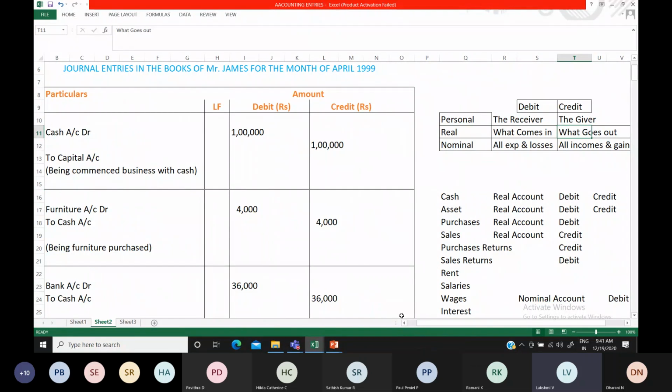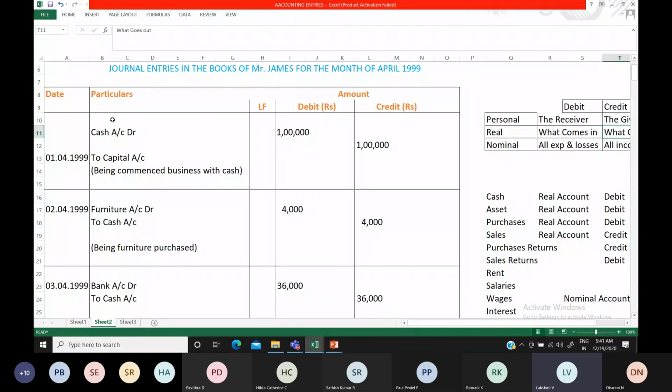So cash is coming into my business. Everything has to be from the point of view of the company only; you have to maintain your books of accounts that way. So cash is coming into the business, which means I have to debit the cash account. Debit what comes in. So cash account is debited to capital account. I'm writing over here. So why capital account?